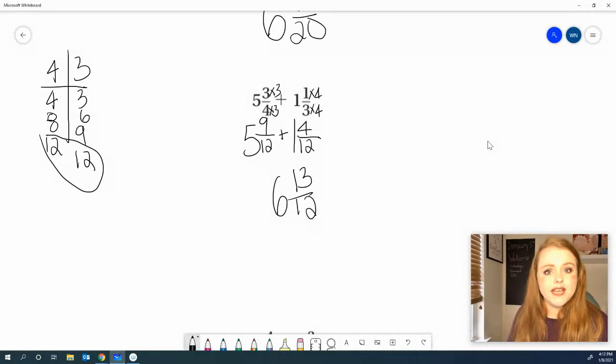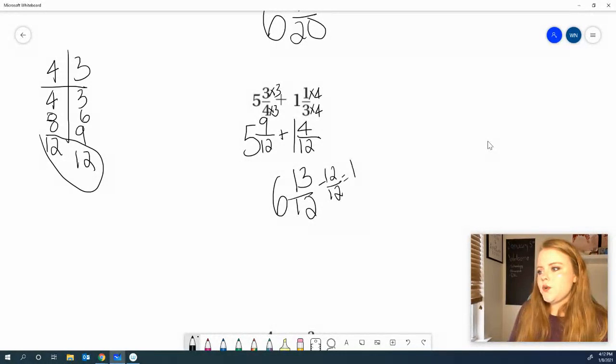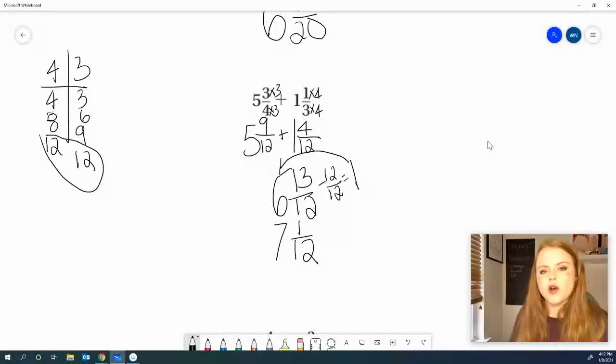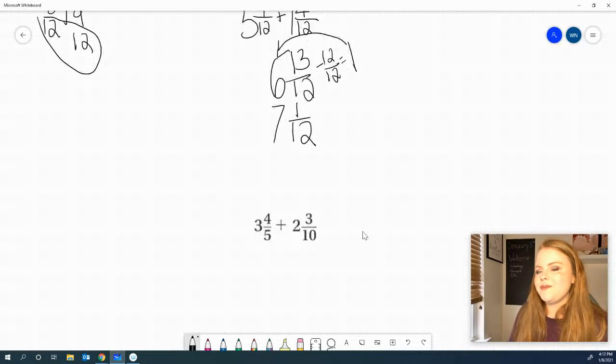Just like the one above it, we can't have an improper fraction. So let's go ahead and pull out 12 twelfths, which equal 1, and take that 1 over to the 6. That's going to get me 7. 13 minus 12 leaves us with 1. 7 and 1 12th. Seeing a pattern here, I wonder if all of them are going to make us rename them.